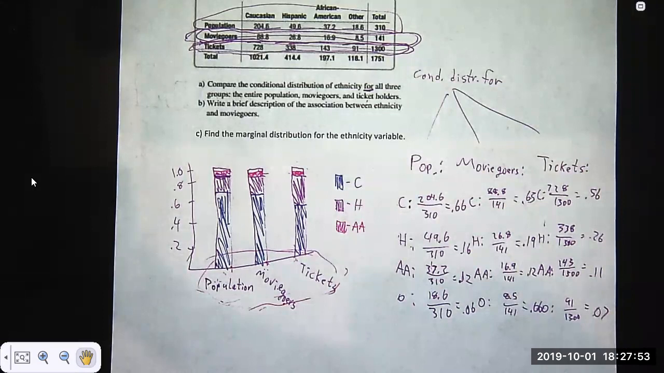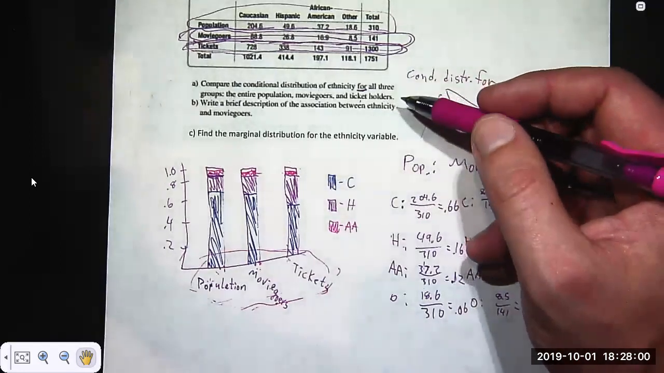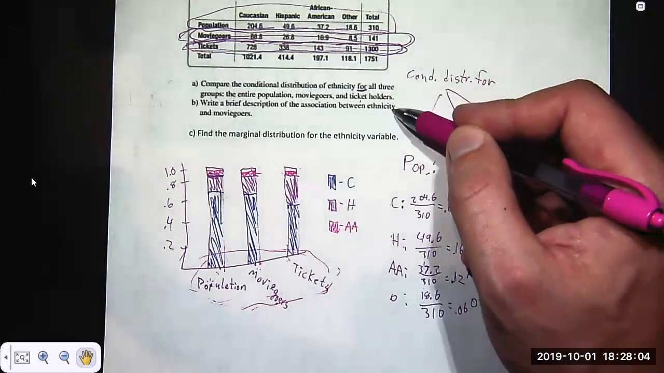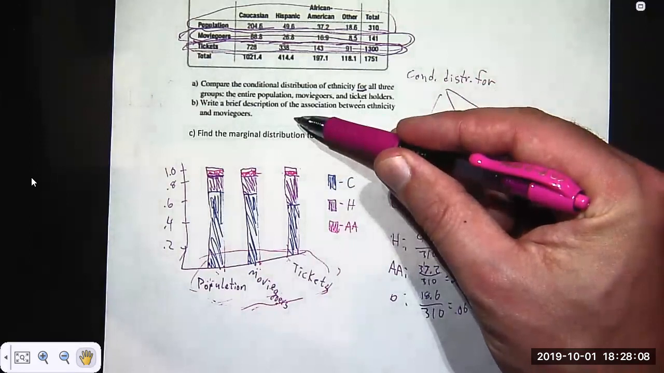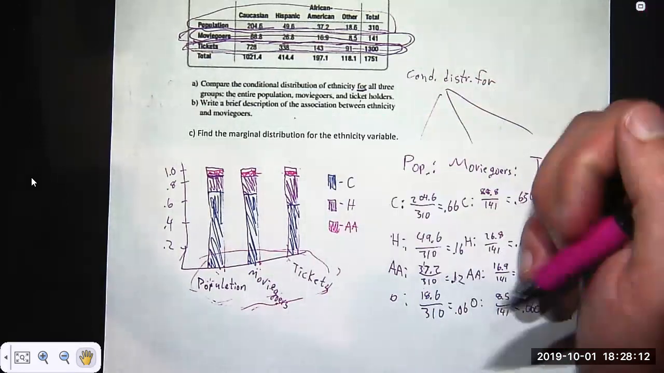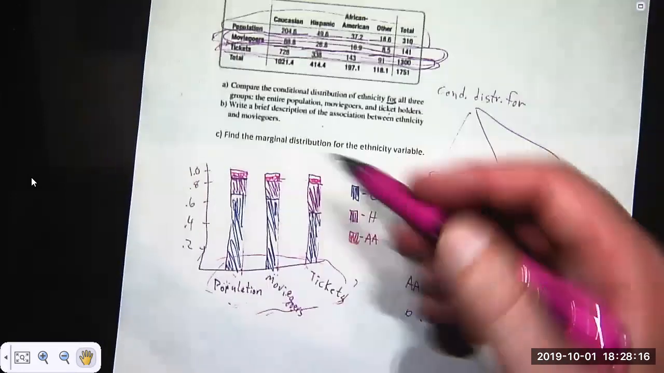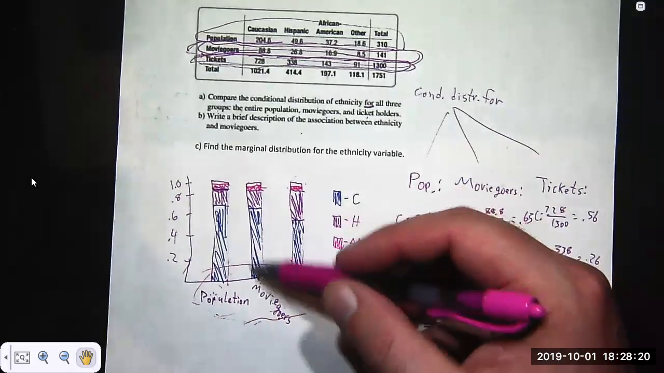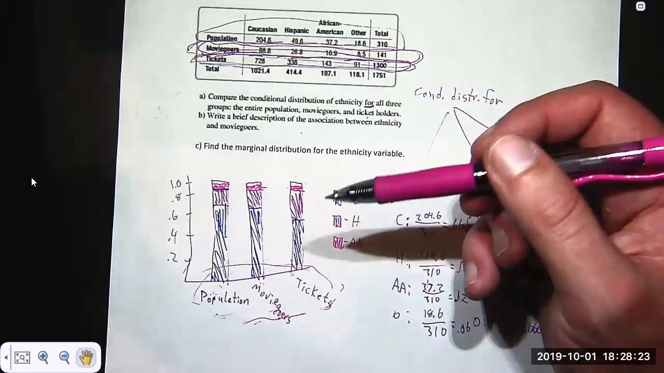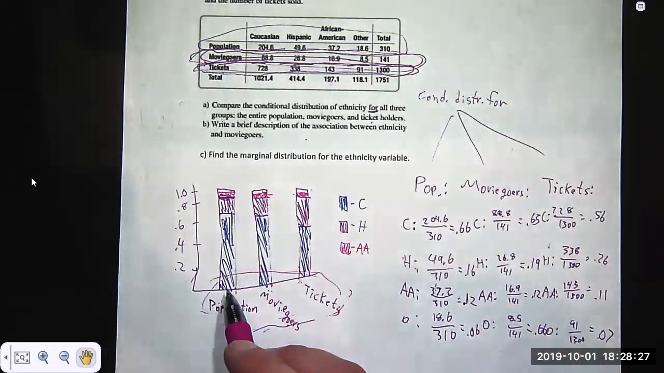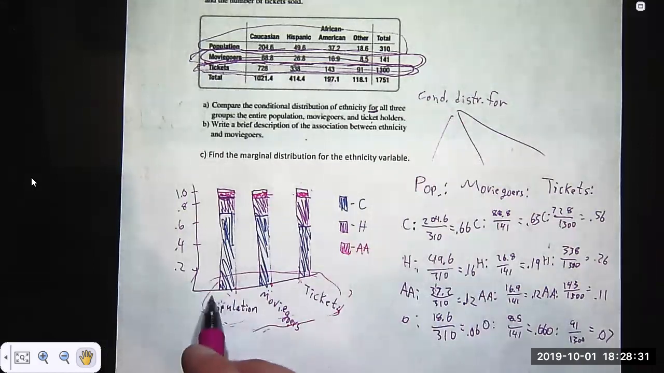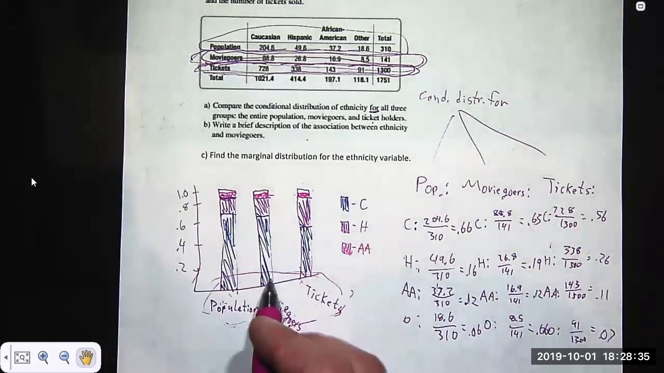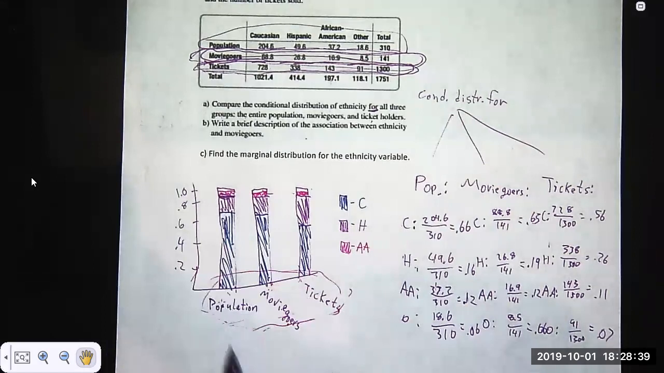Yeah. Yeah, I agree with you. Between ethnicity and moviegoers. Yeah, I would just say that the majority of moviegoers are Caucasian, and then there's some Hispanics, and then there's the rest. But it's useful to look at the population as well, because you see that the Caucasians are less likely to go to movies than Hispanics are, with the ratios. So that's interesting to me, I think. Is that interesting to you as well?